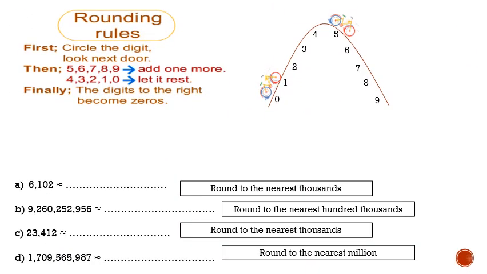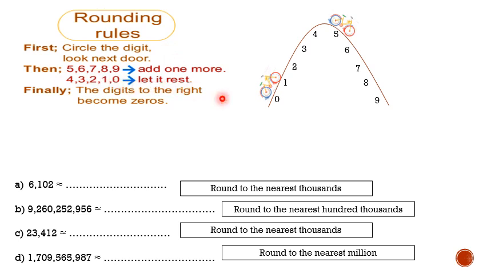The last strategy we have here is the rounding rule. First, how many digits do we have? The digits we have and we know are 0, 1, 2, 3, 4, 5, 6, 7, 8, 9. That's all the digits we have. This rule has a song. Look next door. 5, 6, 7, 8, 9, add one more. The rest, let it rest.